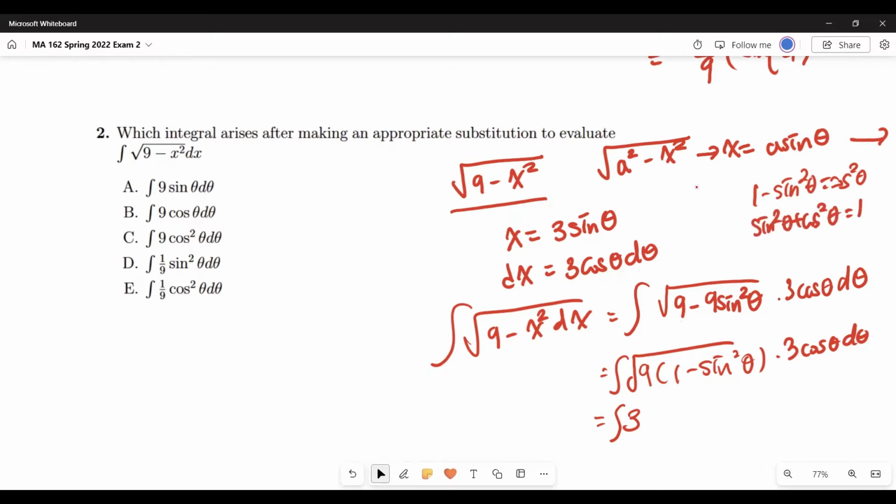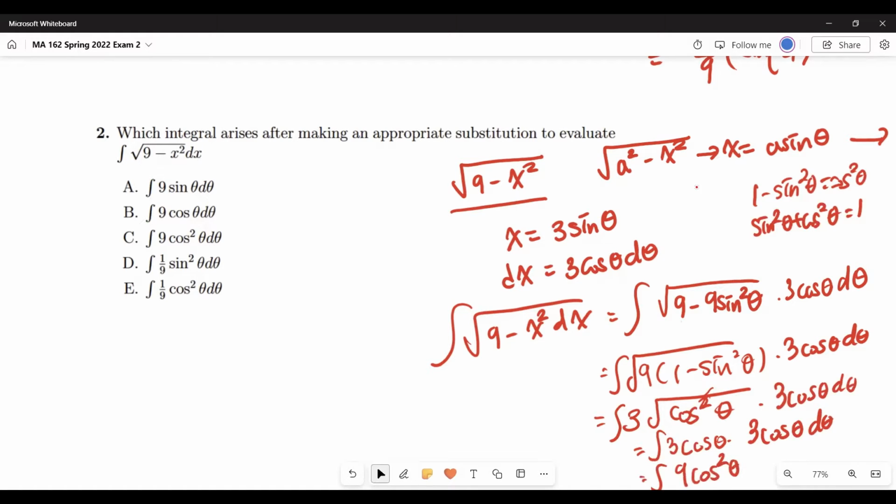So we can write this as 3 times the square root of cosine squared theta, times 3 cosine theta d theta. The square root and the square can cancel out, so 3 cosine theta times 3 cosine theta d theta inside of the integral. This just becomes 9 cosine squared theta d theta, and this equals answer C. So the answer is C.